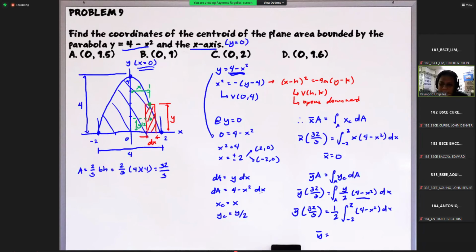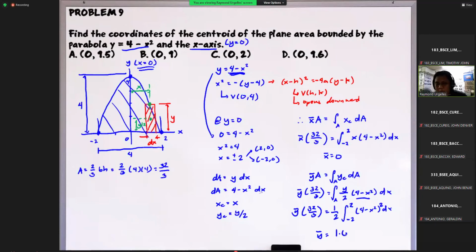Sorry, nawala yung square pala. So again, so dapat may square to. Diba? Okay? So kasi yung y na to is 4 minus x squared. Diba? Okay, so kaya times another 4 minus x squared. So kaya magiging siyang 4 minus x squared quantity squared. So that is from -2 to +2. Okay, so then divided by 2. So then times 3 divided by 32. So you will get 1.6.